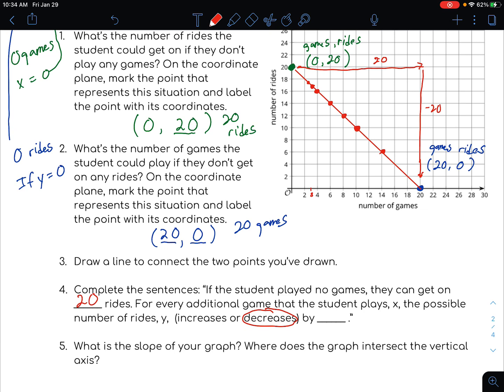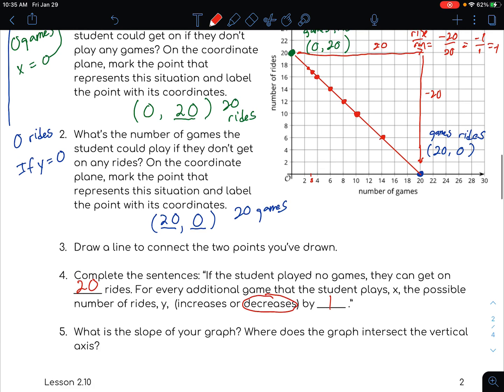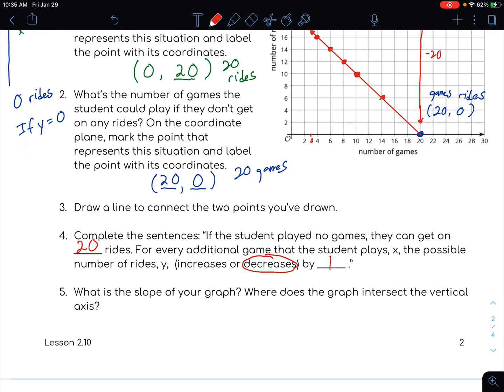If we divide those two like a rise over a run, so think about it, rise over run, we get negative 20 over 20, which is negative 1 over 1, which is negative 1. So every time that the games go up by 1, the number of rides goes down by 1, decreases by 1. So the slope is negative 1. That's what the question here is asking in number 5. What is the slope of your graph?